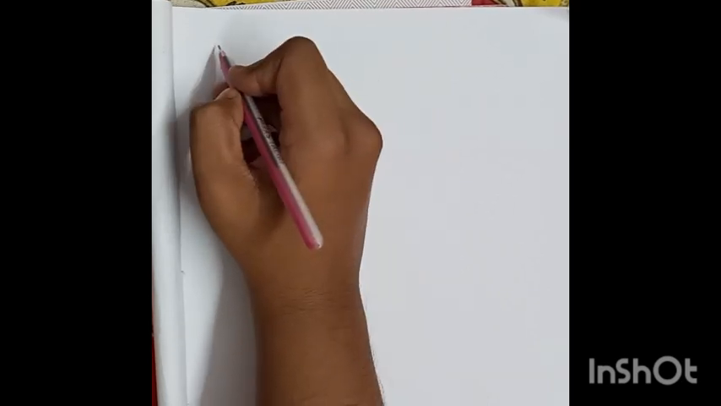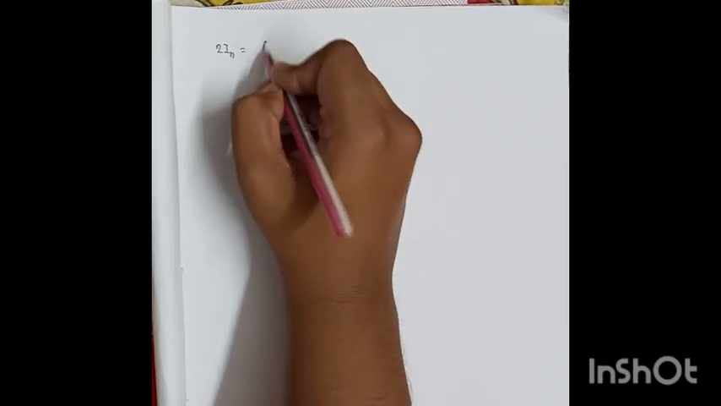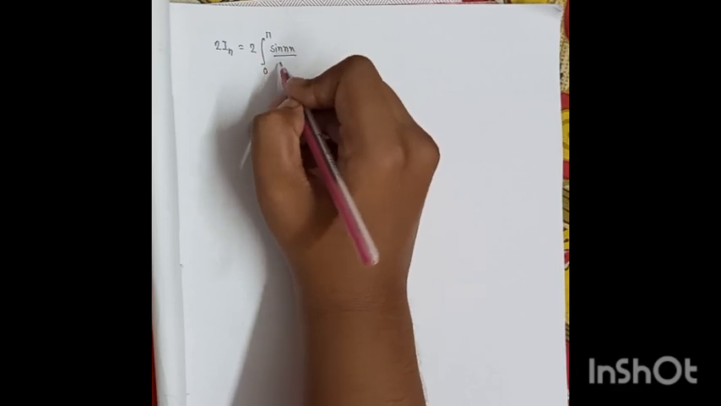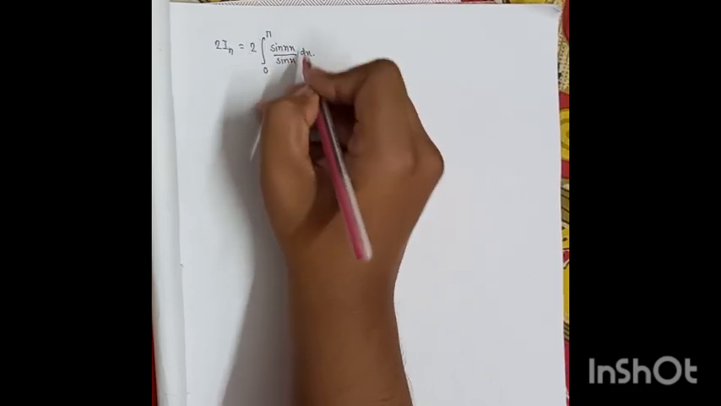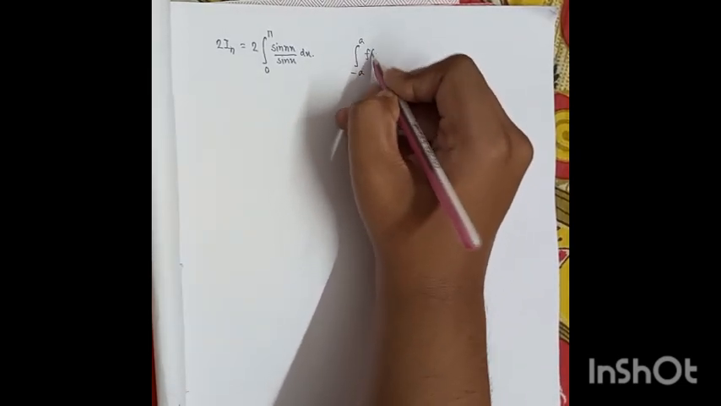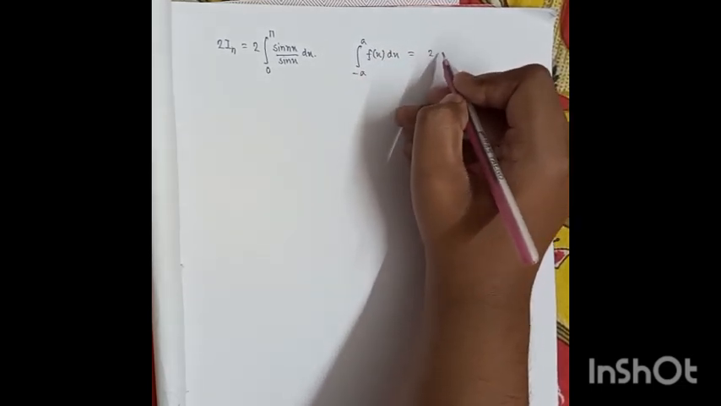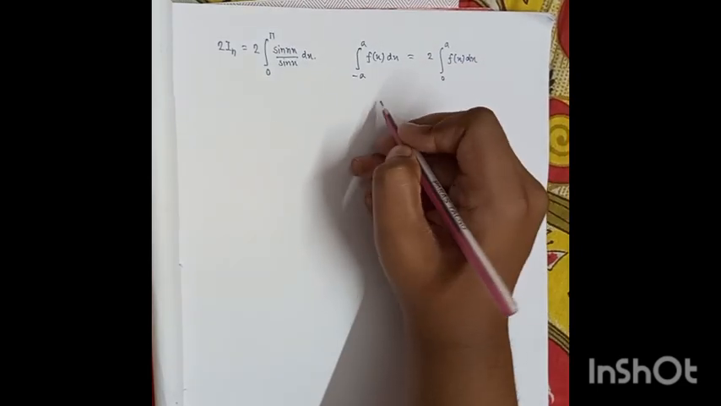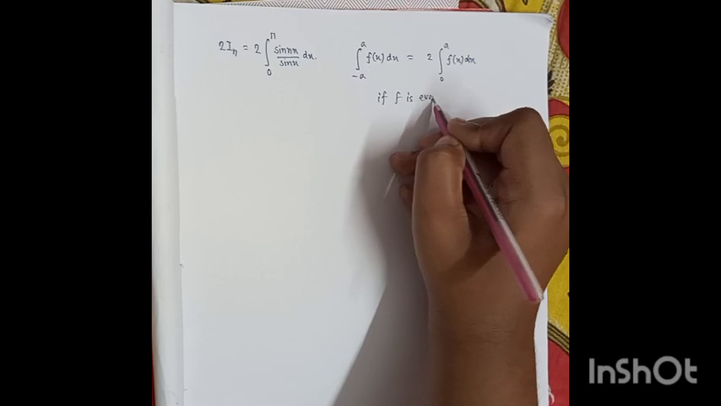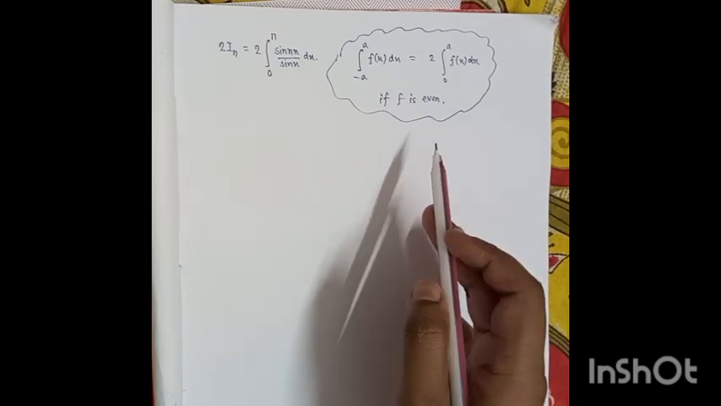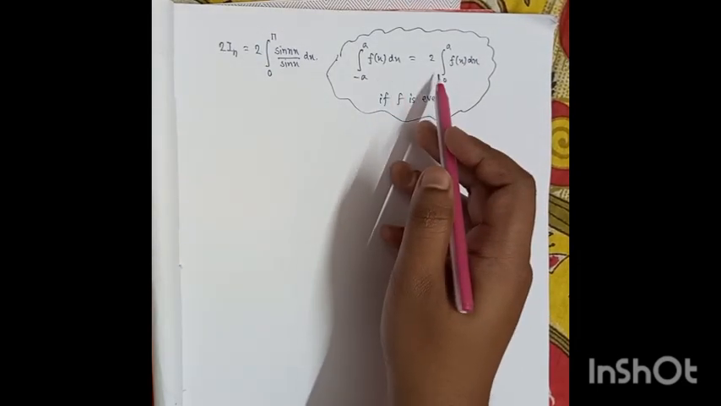Now I2n is simply the integral from 0 to pi of sine nx by sine x dx, and 2 times this integral, because we know that the integral from minus a to a of f(x) dx equals 2 times the integral from 0 to a of f(x) dx if f is even. So if f is even, then this property holds.